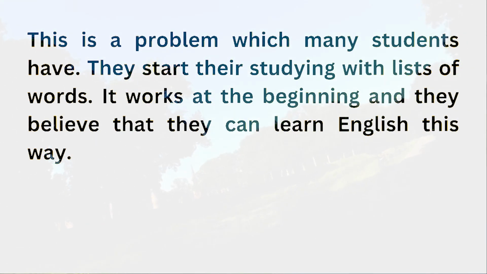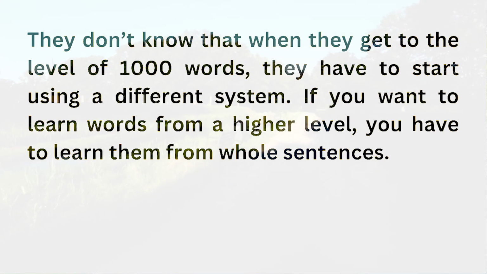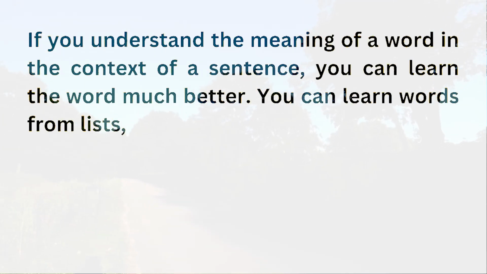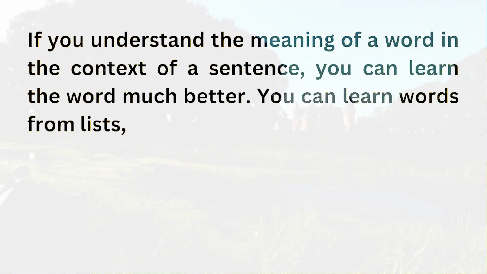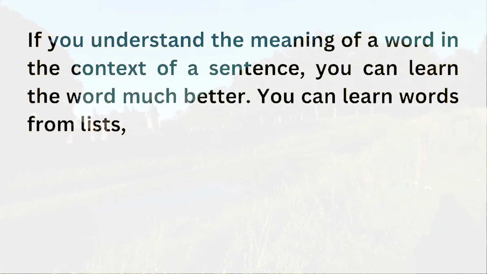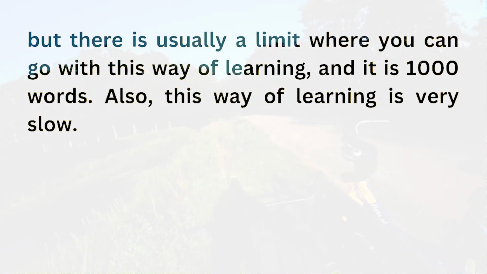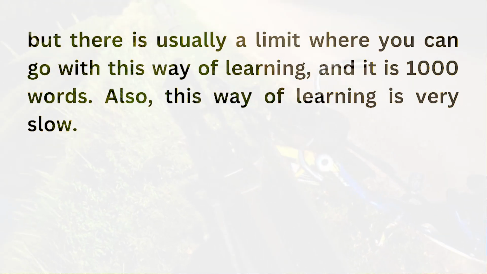They start their studying with lists of words. It works at the beginning, and they believe that they can learn English this way. They don't know that when they get to the level of 1,000 words, they have to start using a different system. If you want to learn words from a higher level, you have to learn them from whole sentences. If you understand the meaning of a word in the context of a sentence, you can learn the word much better. You can learn words from lists, but there is usually a limit where you can go with this way of learning, and it is 1,000 words.